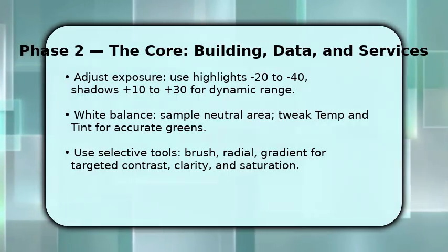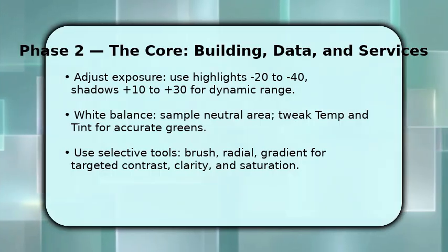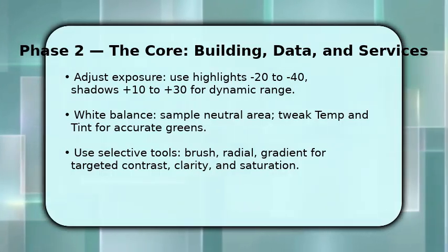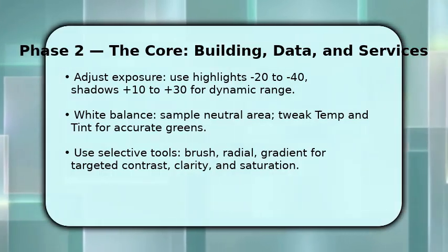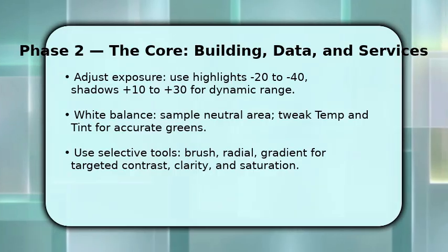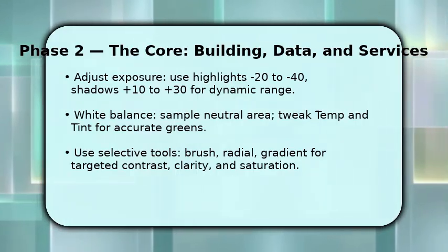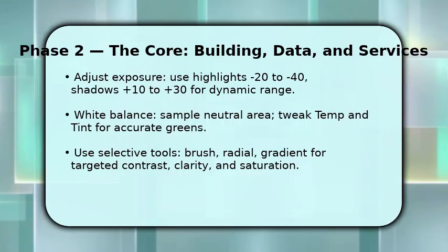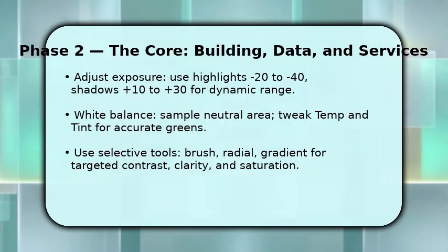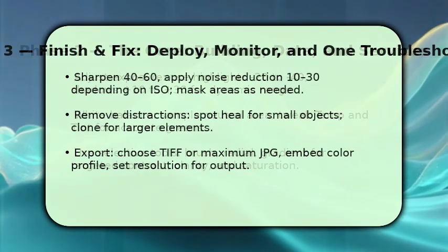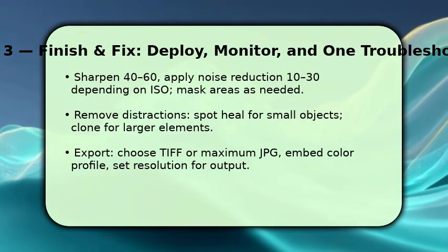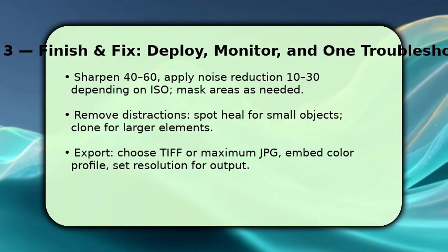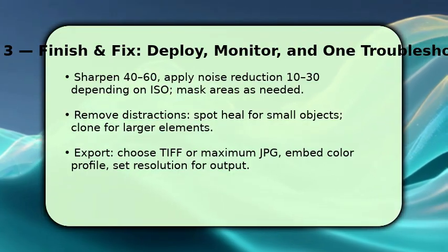Use selective tools, brush, radial, gradient, to add contrast, clarity or saturation only where needed. Make small, layered adjustments rather than one big change. This preserves texture and avoids oversaturation. Finish by sharpening and reducing noise selectively. Set sharpening in the 40 to 60 range and noise reduction around 10 to 30, masking to protect fine details.